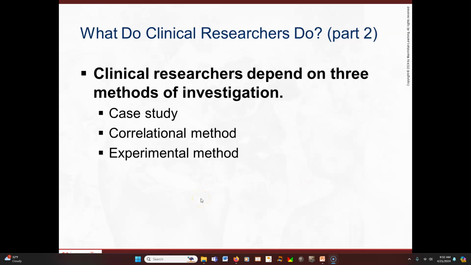There are 3 types of research that are very common for clinical researchers to engage in. First, case studies. Case studies focus on one individual. We will elaborate a little further as we proceed. The second type of research is called the correlational method. And the third type is the experimental method.